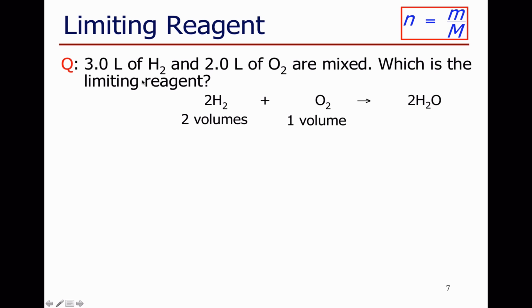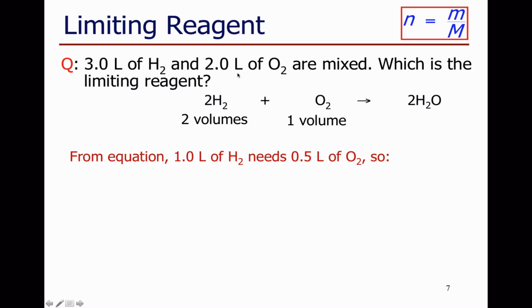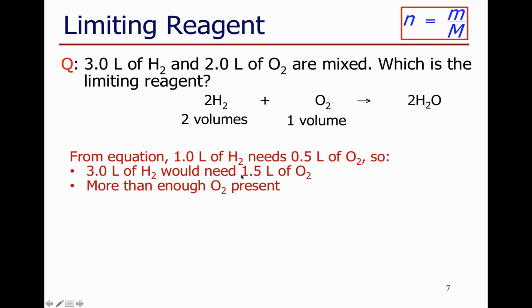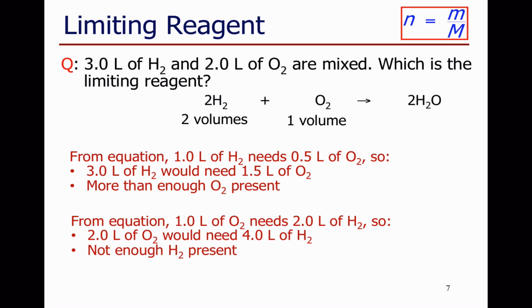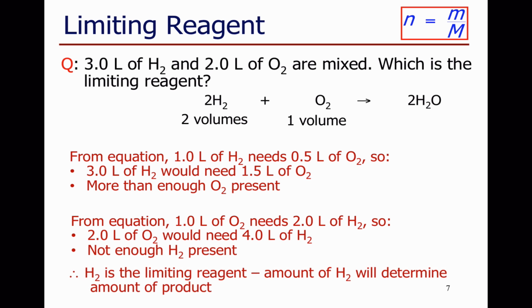In this question we're asked, which is the limiting reagent when we've got 3 litres of hydrogen and 2 litres of oxygen? From the chemical equation, each litre of hydrogen needs half as much, 0.5 litres of oxygen. So we have 3 litres of hydrogen, and that would need 1.5 litres of oxygen. We've got enough. Oxygen is not the limiting reagent. From the other way around, 1 litre of oxygen needs twice as much hydrogen. So every 1 litre of oxygen needs 2 litres of hydrogen, or the 2 litres that we have would need 4 litres of hydrogen, and there's clearly not enough. We only have 3 litres and we need 4, so it's hydrogen that's the limiting reagent. It's the amount of hydrogen that determines the amount of product that we can get.